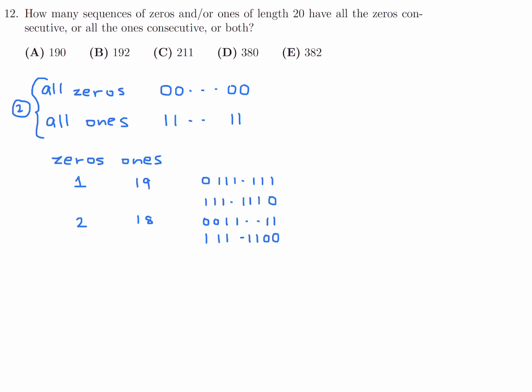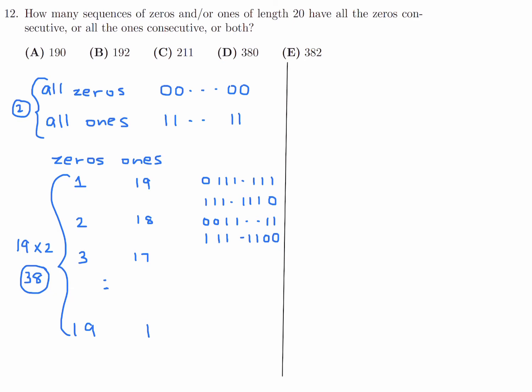So as you can see, whenever you have this type of scenario, and you can do this for 3, 17, all the way down to 19 and 1, each of these is going to give you 2. So since there's 19 of them, and each of them give 2, you give 19 times 2, which is 38 of these sequences. All right, so far, hopefully, this is not any bit confusing for you.